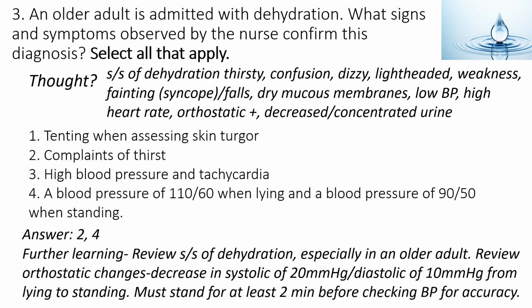So number 4 was true. If you need to review the signs and symptoms of dehydration, especially in this case it was an older adult, and the orthostatic changes, if you need to review that, are right here on the slide. From lying to standing, if there is a decrease in systolic of 20 and in diastolic of 10, then they are orthostatic. That's showing dehydration. It's a very easy, quick assessment a nurse can make to see if somebody's dehydrated.